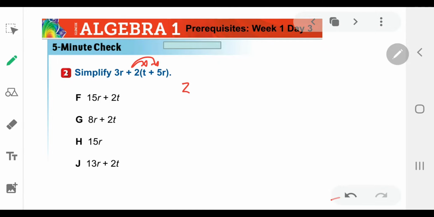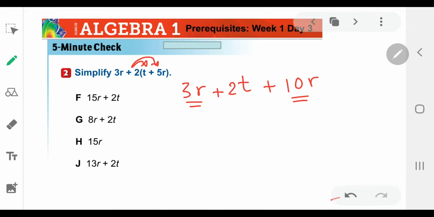So the 3r will remain as it is. When you multiply 2 times t, it is 2t. And 2 times 5r is 10r. According to the like terms which we have here, like terms means same variables raised to the same exponent. I have here 3r and 10r, as if I have 3 bananas and 10 bananas. And the t is a different variable. It's an unlike term, you can never add them.